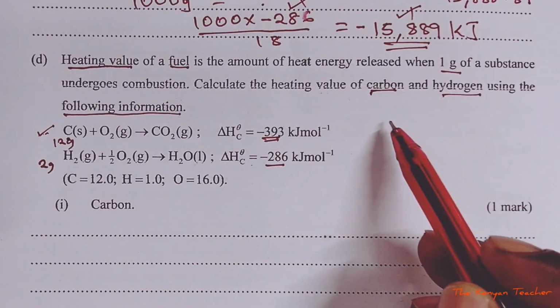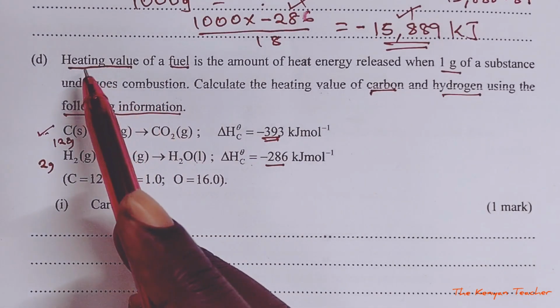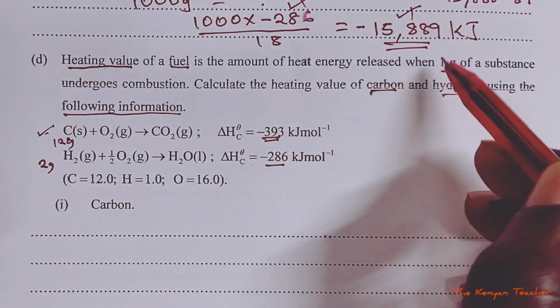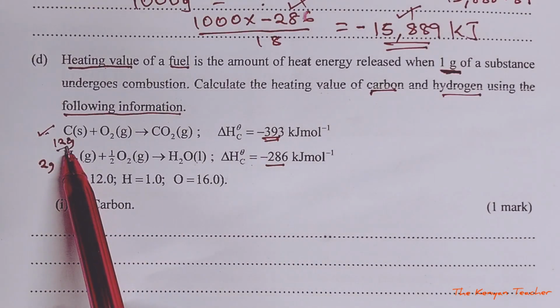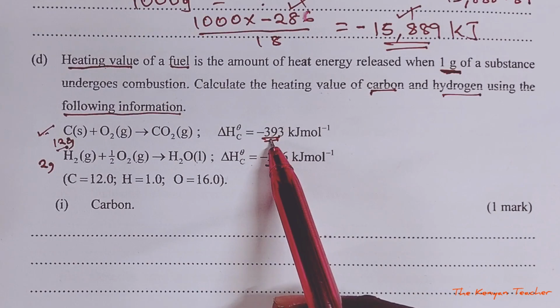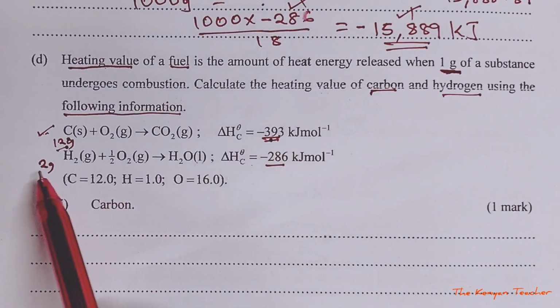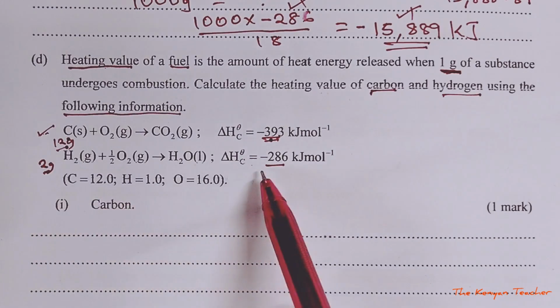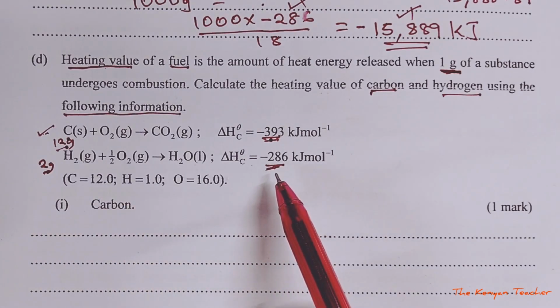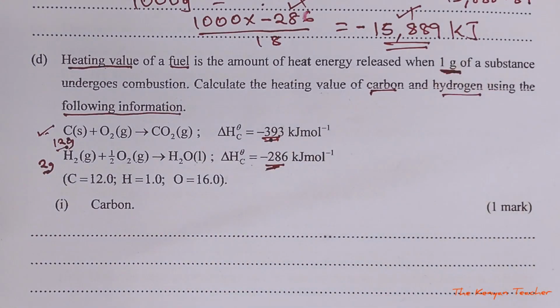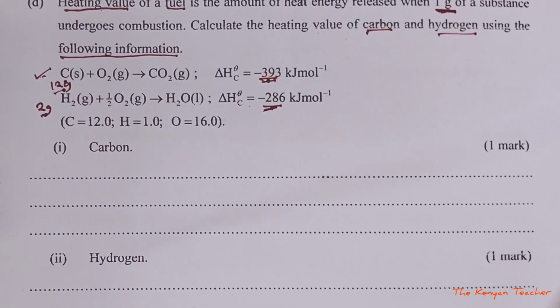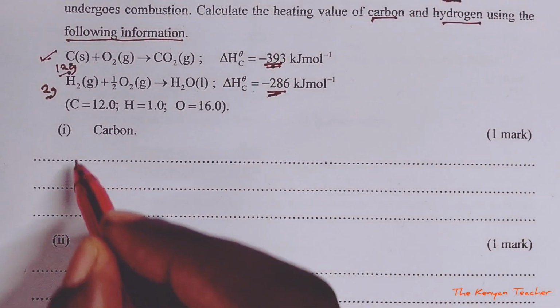Now, the examiner has told us that when we are talking about heating value, the amount of substance is supposed to be only 1 gram. Don't forget, for carbon, we have 12 grams producing that amount of heat. And for hydrogen, we have 2 grams producing this amount of heat. But for the heating value, now these masses must be related to what? To 1 gram.